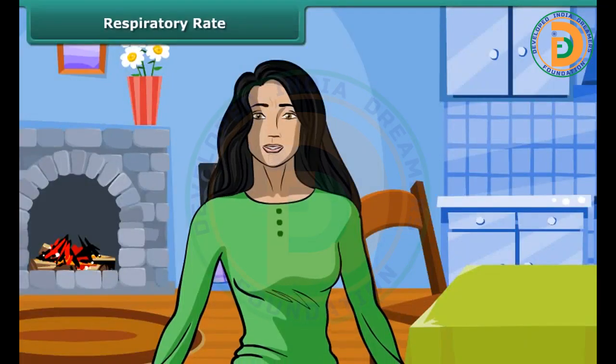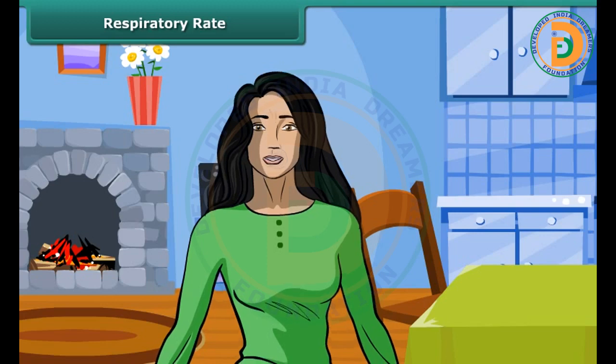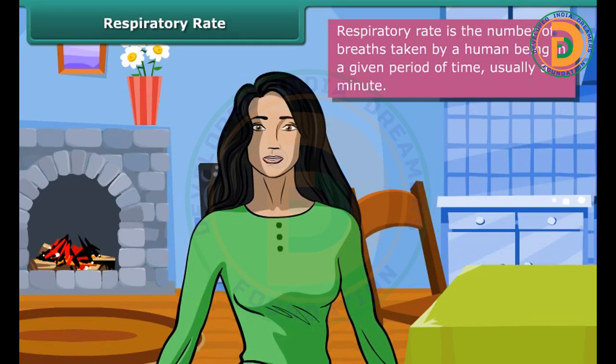Shruti wants to hold her breath, but she can hold only about 30 seconds. After that, she has to breathe. This is because the body needs oxygen all the time. Taking in of air rich in oxygen into the body is called inhalation, and the giving out of air rich in carbon dioxide is called exhalation.